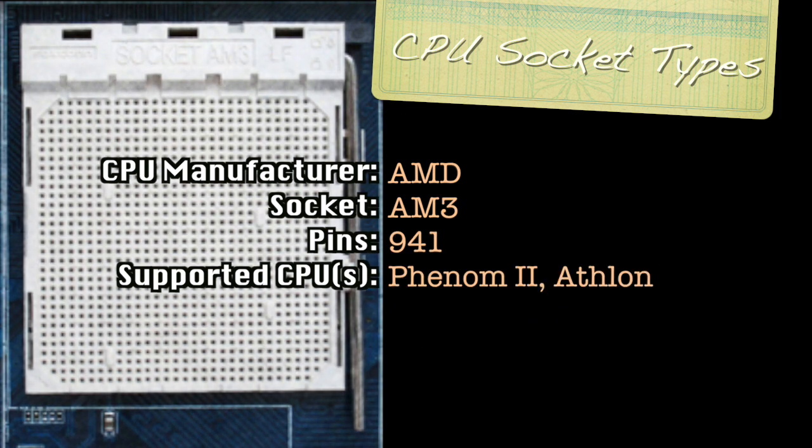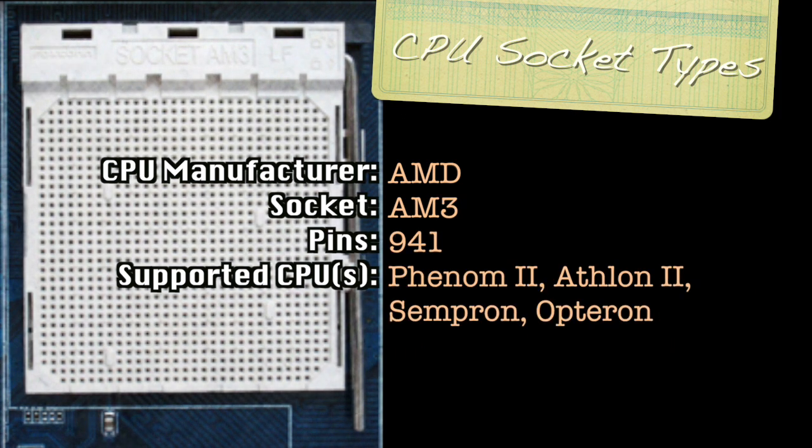Socket AM3 has 941 pins and supports Phenom 2, Athlon 2, Sempron, and Opteron CPUs. Though the names of some of the processors designed for Socket AM3 match the names of the CPUs designed for earlier sockets, they're not the same CPUs. They are specific to AM3 because they support different types of RAM, and just to make things even crazier, AM3 CPUs work just fine in Socket AM2 or AM2 Plus motherboards.